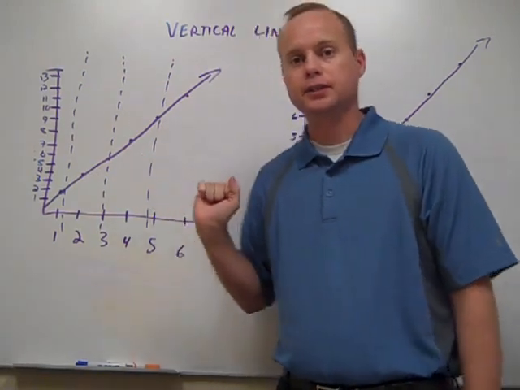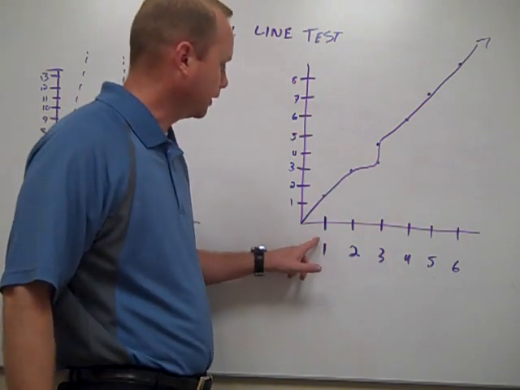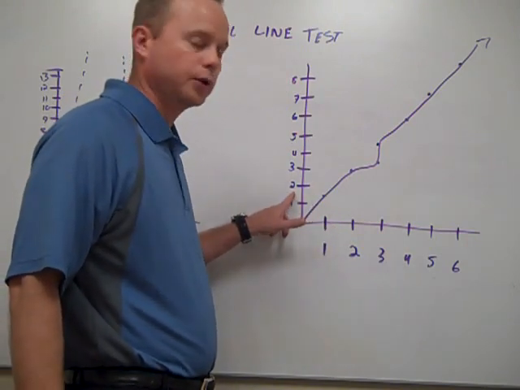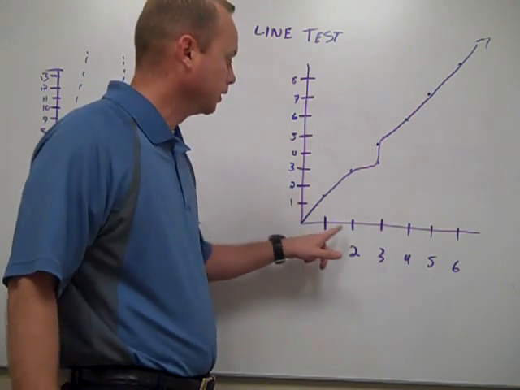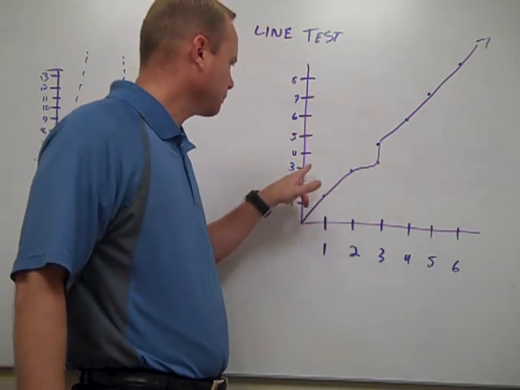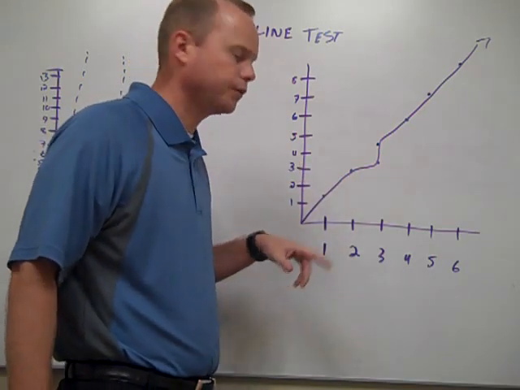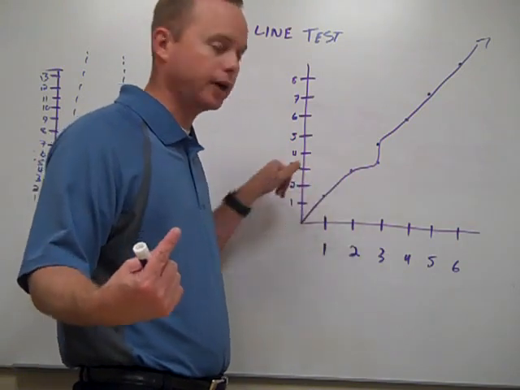Now let's look at an example that's not a function. On this one right here, for our input of 1, our output is 1.5. So that one's okay, we only have one output. So far, so good. For 2, the output is somewhere around 3, a little over 3, 3 1/4 maybe. So far, so good. That one input only has one output.